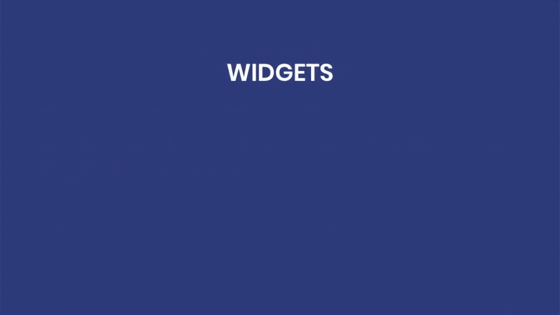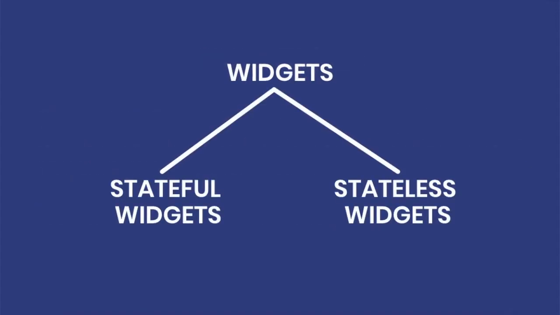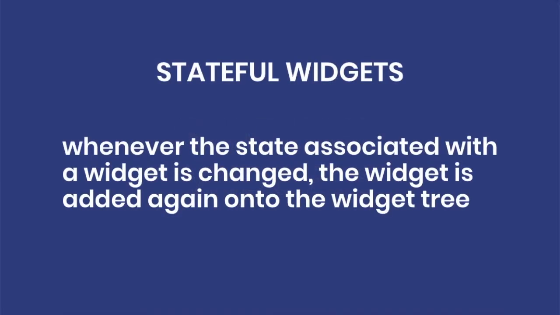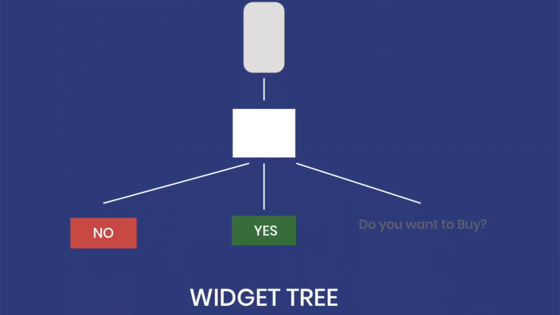Based on the maintenance of this associated state, a widget can be classified into two types, a stateful widget or a stateless widget. A stateful widget keeps track of the state object created when it was added to the widget tree. Consider the case when we want to change the color of our button to yellow. Here, when the state of the button is changed, it is notified by a setState function, and correspondingly the widget tree is rebuilt by adding the new yellow button onto it.